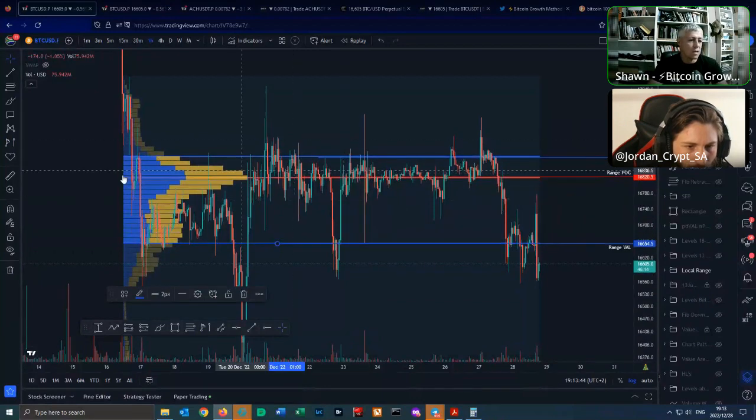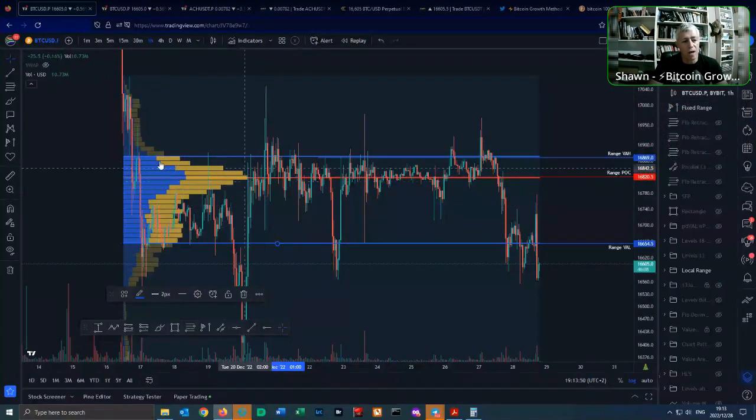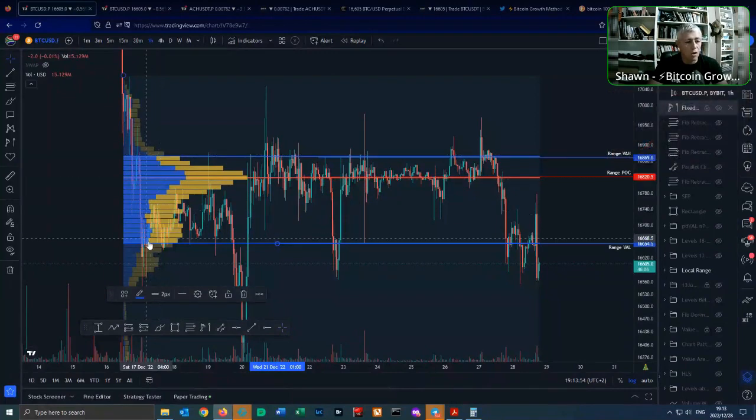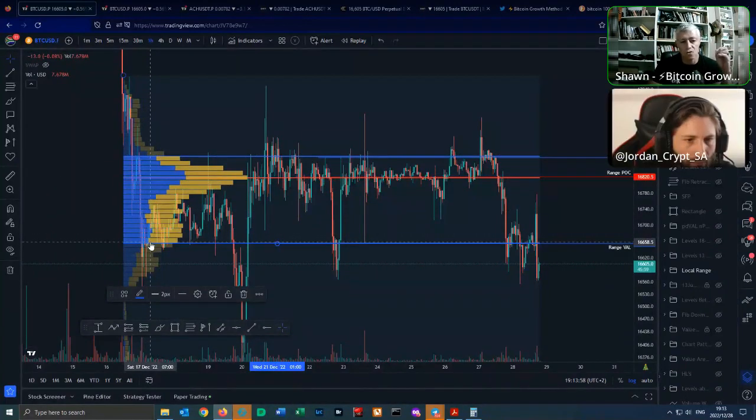You can see these blue and yellow bars are where most of the volume has actually taken place. In your value area high and value area low is where I think 70% of all the volume has transacted within this entire range. So the likelihood that you'll get reversals at your range value area low is good. And obviously you can see we've had a deviation below there.